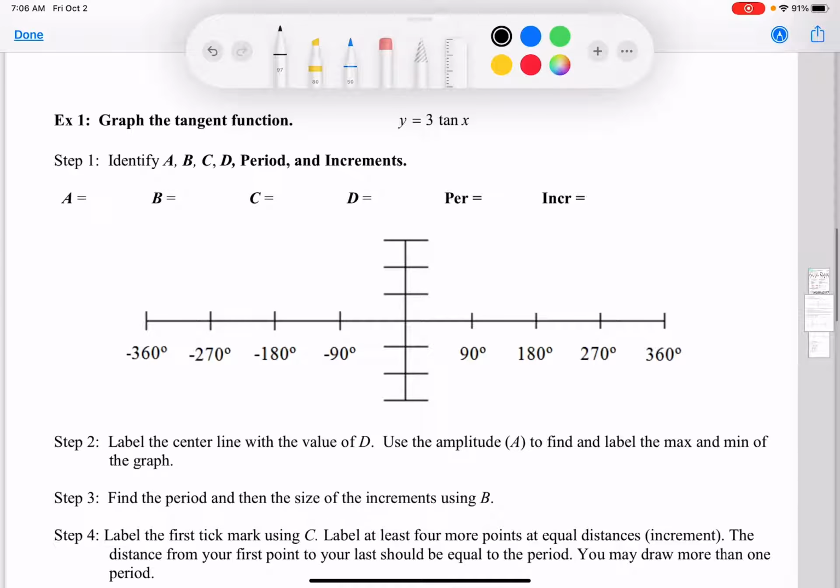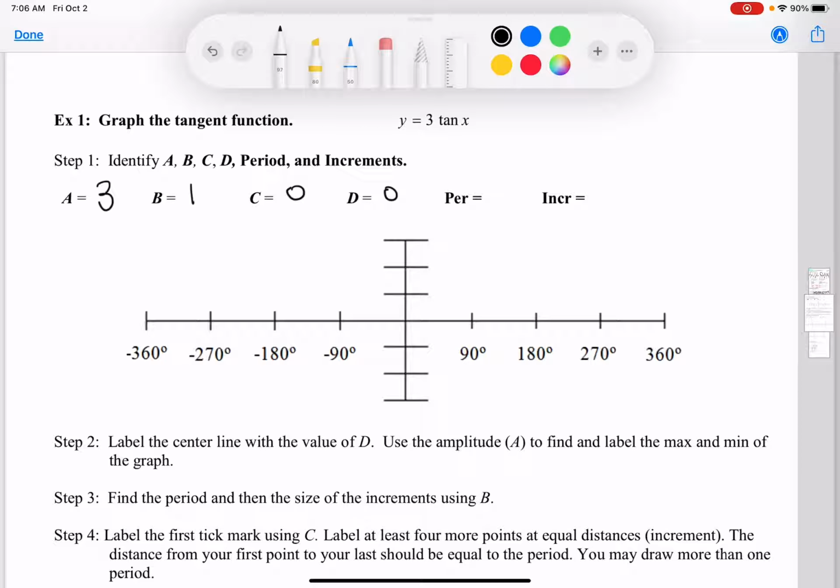So looking at this function, y equals 3 tangent x, well, that tells us that there's a 3 being multiplied out in front, and that is the A. There's nothing being multiplied directly to x, and so that means that hidden number being multiplied would just be 1. And then we don't see anything being added or subtracted at all, so both C and D will be 0.